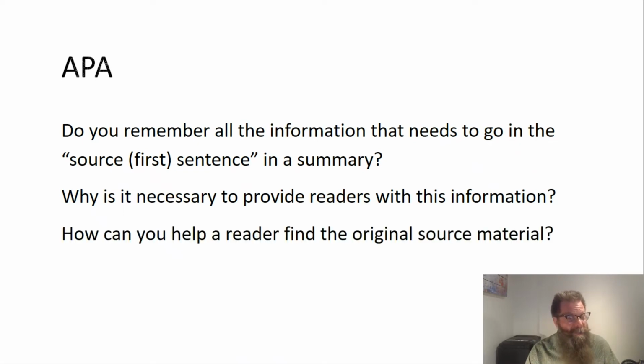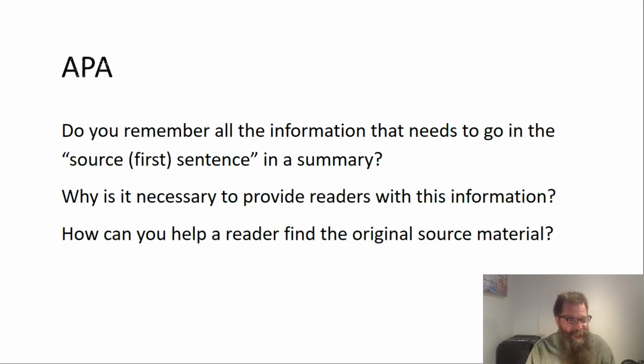So how can you help a reader find the original source material? Let's say that they're reading something that you've written and you've got a paraphrase in there, or you've got a summary in there, and you say, this comes from this article written by John Smith, right? So maybe that reader wants to go and find the original article written by John Smith. How do you help them find it? So that's what we're taking a look at now.